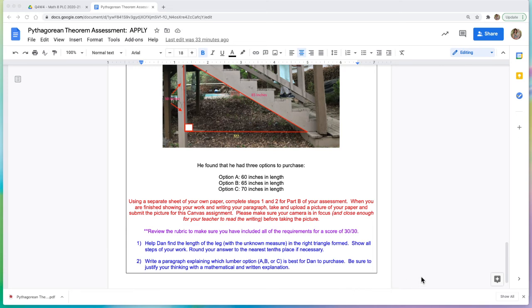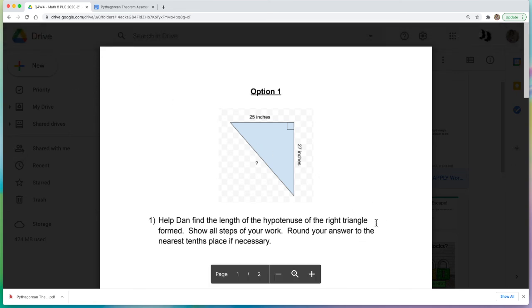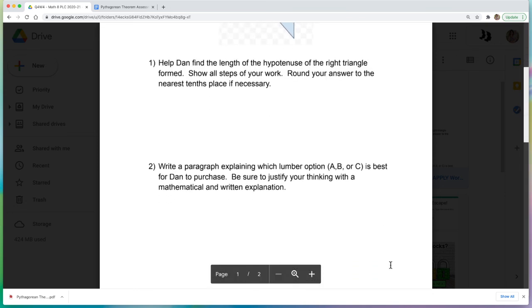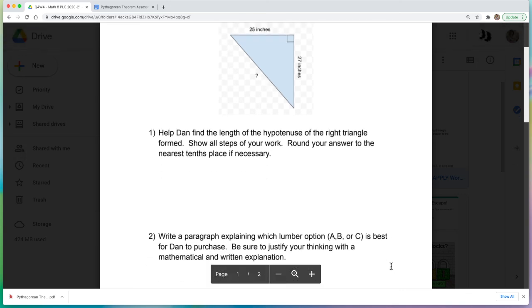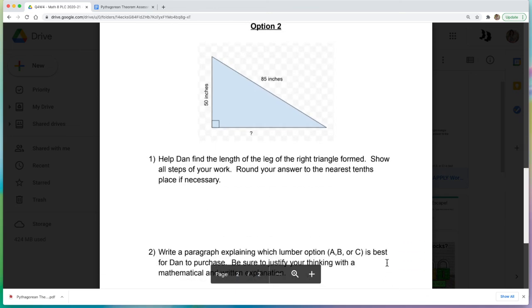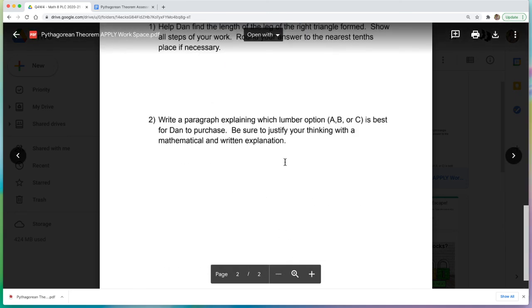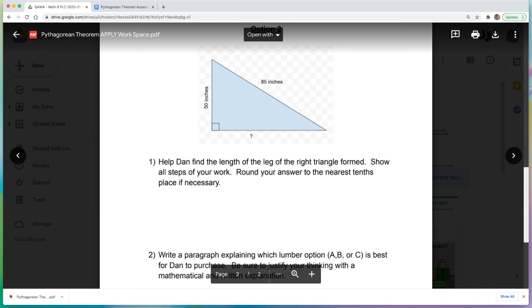So hopefully these directions are clear enough for you to be able to successfully complete this and get a score of 30 out of 30. Also, I wanted to show you that if you do have access to a printer, you'll see there's a document called the Workspace Worksheet, and you can print out just page 1 if you're choosing to do option 1, and you can show all your work on this sheet and only submit the picture of this page. Or if you choose option 2, you can print just page 2 and show all your work here. But again, if you don't have access to a printer, that's okay. Just do this on a piece of paper. Good luck.